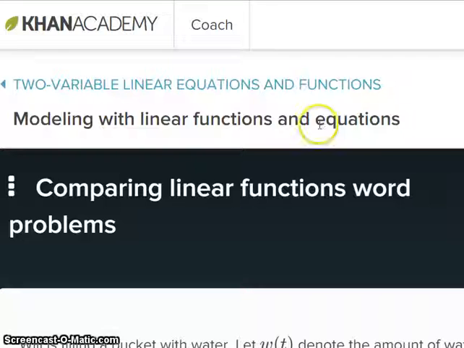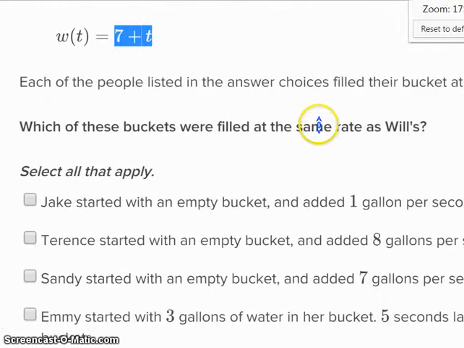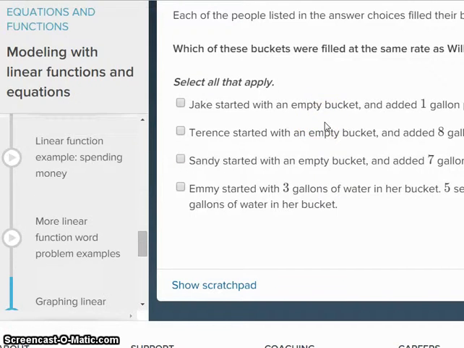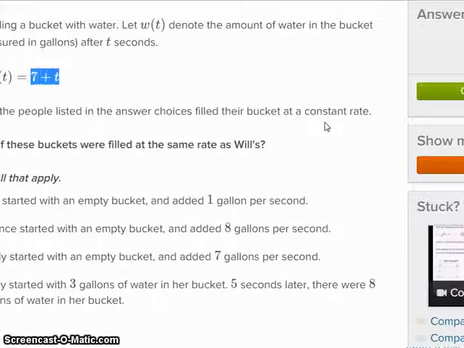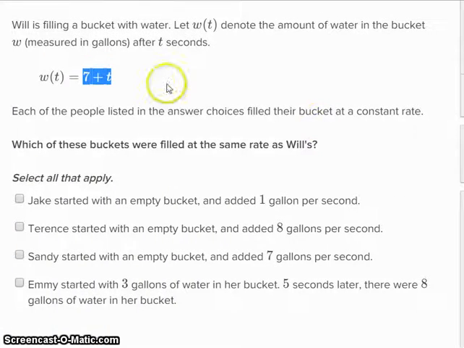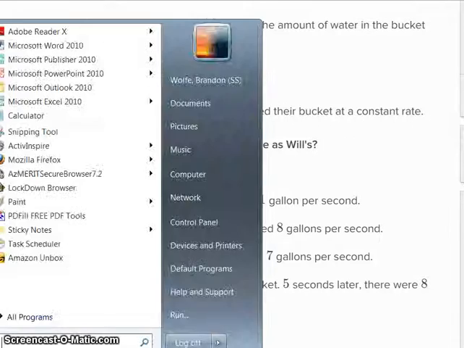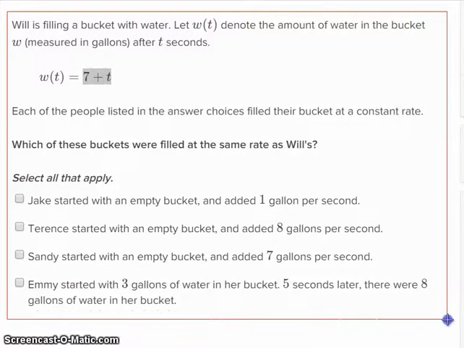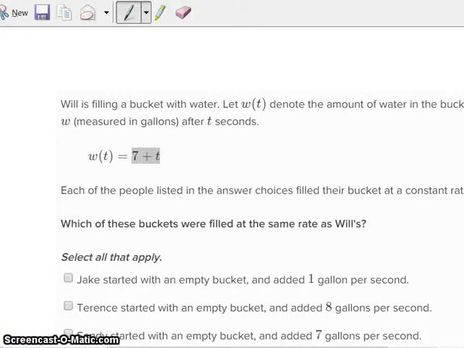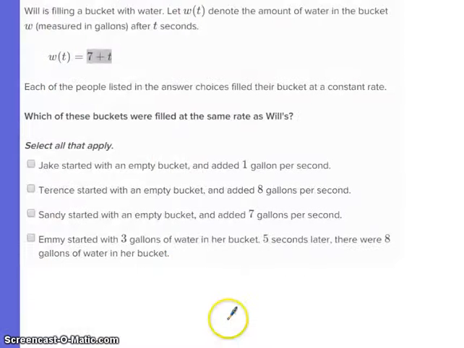We're going to do the same thing here. We're going to look at the word problem, decide what the slope and the intercept are, and then we're going to compare. All right, so for this I'm probably going to want to snip this into my program.